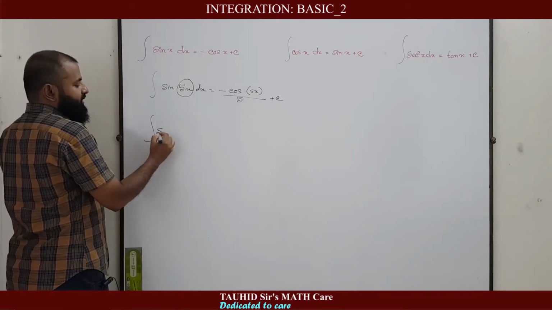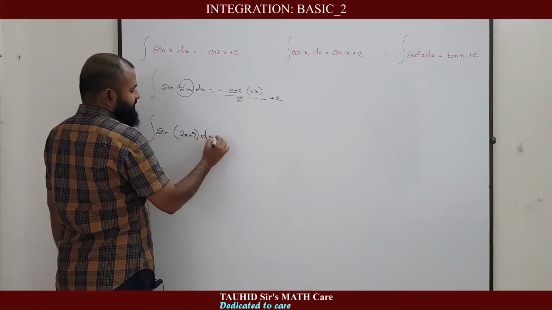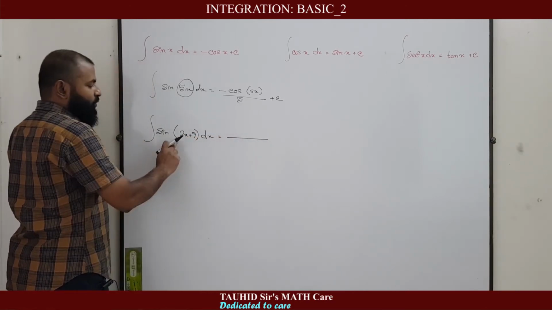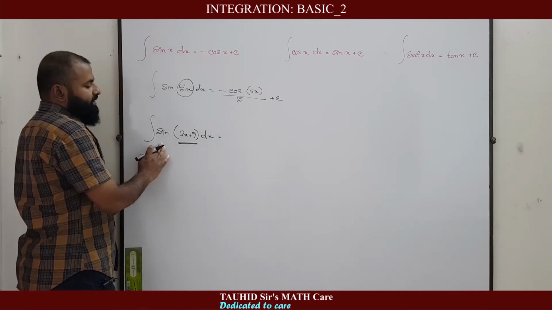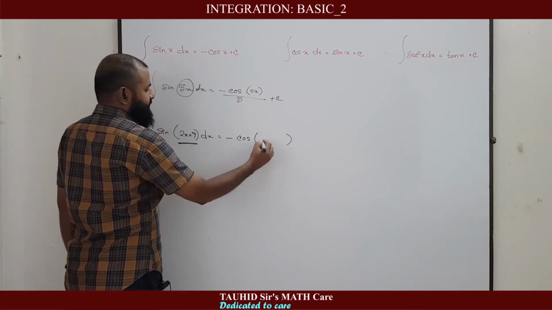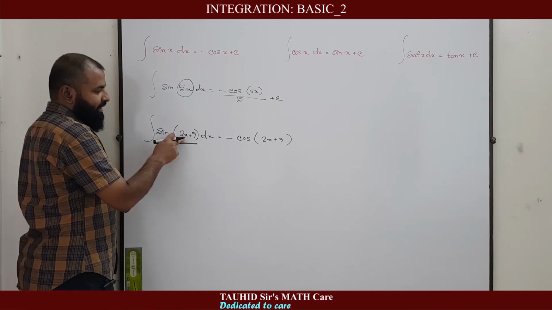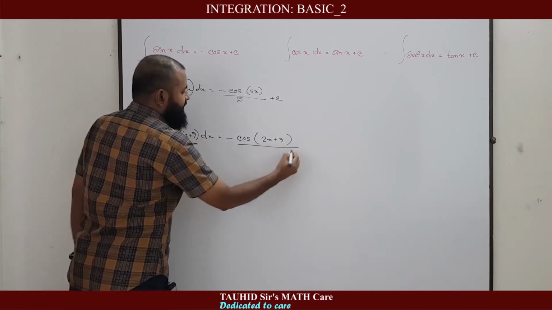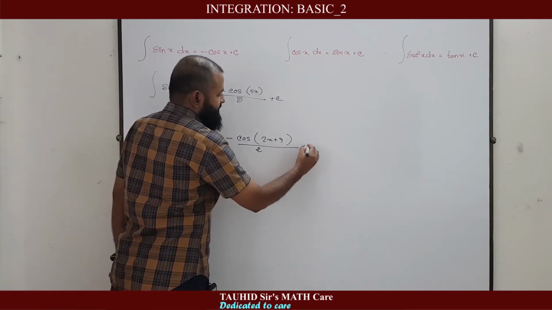If we write integration of sin(2x plus 9) dx equals, we will assume this thing as x. If we integrate sin x, we get minus cos x, so minus cos of this thing. And we will write the coefficient of x in the denominator. So in the denominator we will write a 2, plus c.